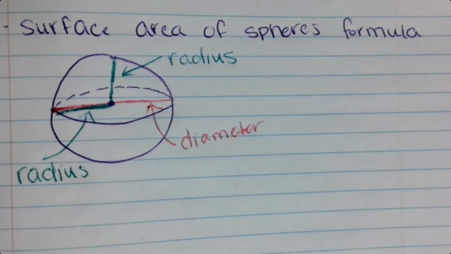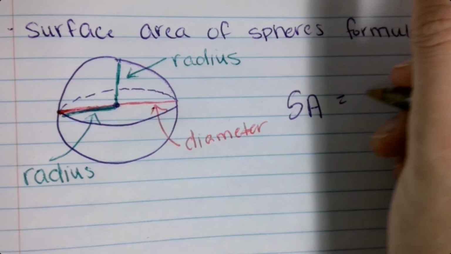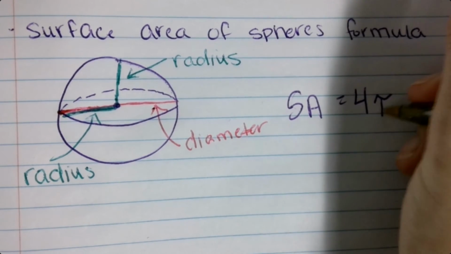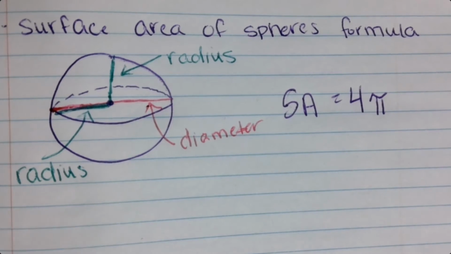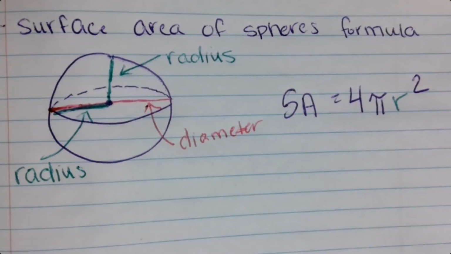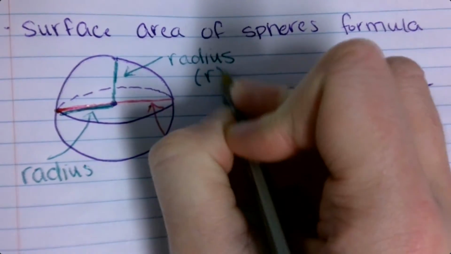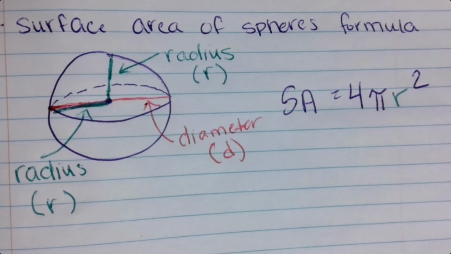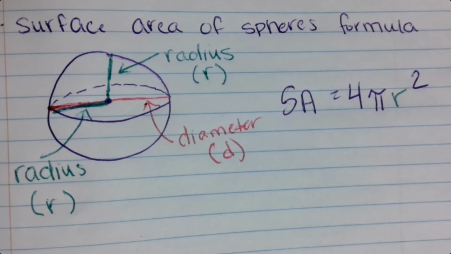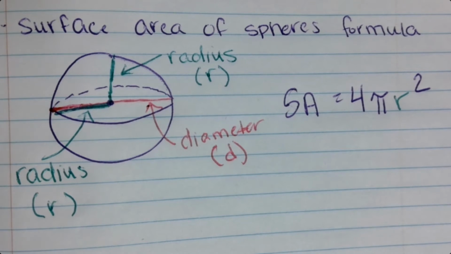All right. The formula that we are going to use, which is why I like this one, is going to be surface area equals 4 times pi times r squared. And this is my fault. Remember, diameter in our formulas would always be a small d, and our radius is always a small r. Okay? So we're going to do some examples. We got this.